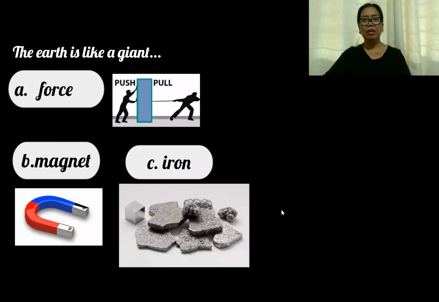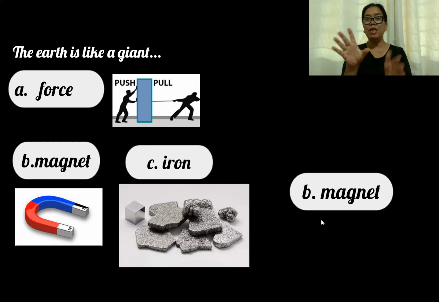Now, it says that the earth is like a giant what? Horse, magnet, or iron? Yes, the answer is B, magnet.